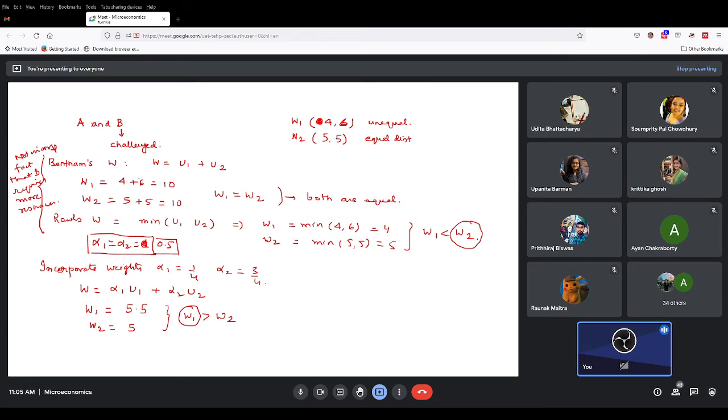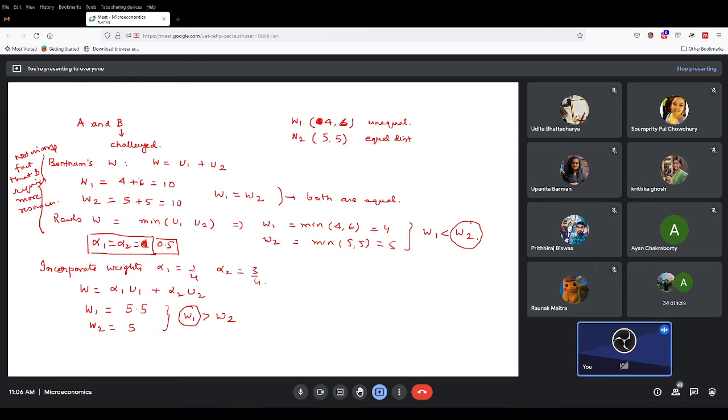Now look at the distribution over here, 4, 6 and 5, 5. So we have got two individuals, A and B. In the first case, A gets 4 and B gets 6. In the second case, both of them get equal amounts of 5.